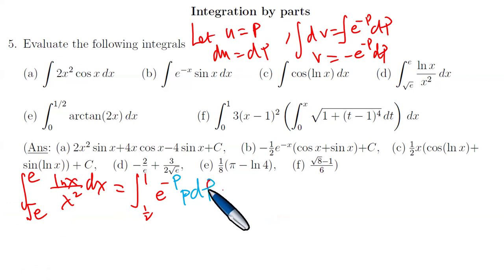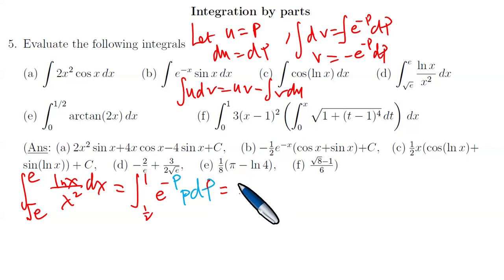So what you're getting here by integration by parts: the integration by parts formula is that the integral of u dv equals uv minus the integral of v du. U times v is this one, so this is uv, it's minus p e to the minus p, minus the integral of v. And v is this one, and then du, which is dp.